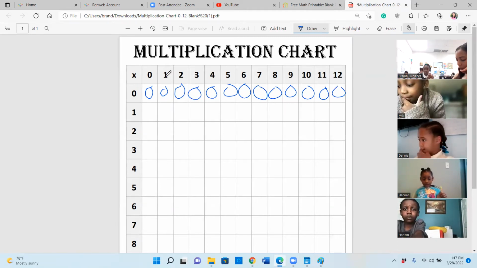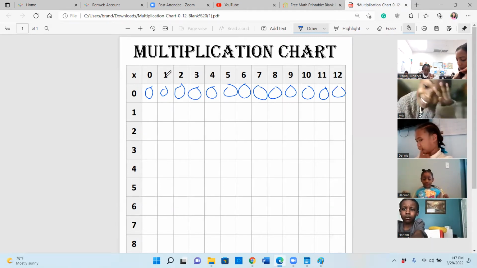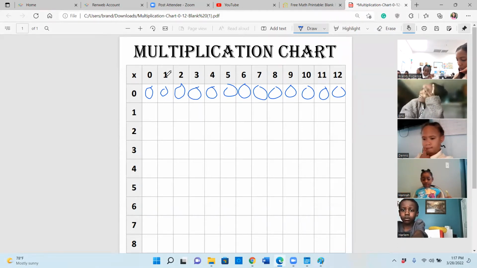That says multiplication chart and ours says multiplication. I can't wait to notice that. Me too.